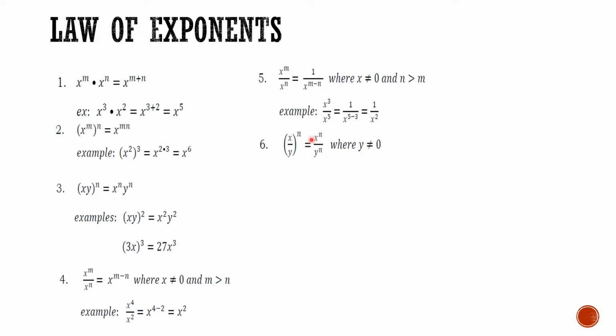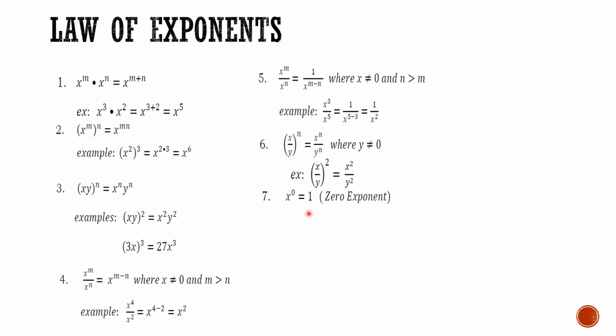Okay, next, we have here the fraction to a power. It's a product of a fraction on the power. In this case, we just have to distribute the exponent or the power to each variable found in the numerator and denominator. So in this case, we have x^n over y^n, wherein the base should not be equal to 0. Example, x over y raised to the second power, that is x squared over y squared.